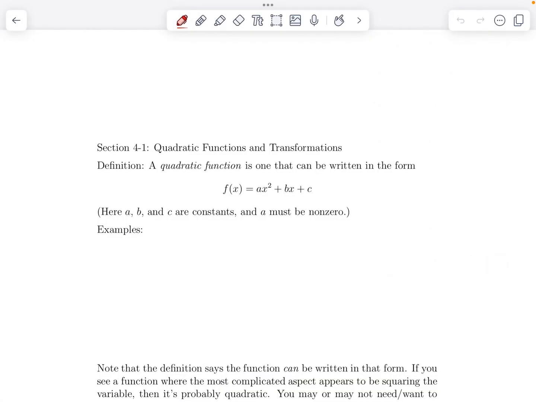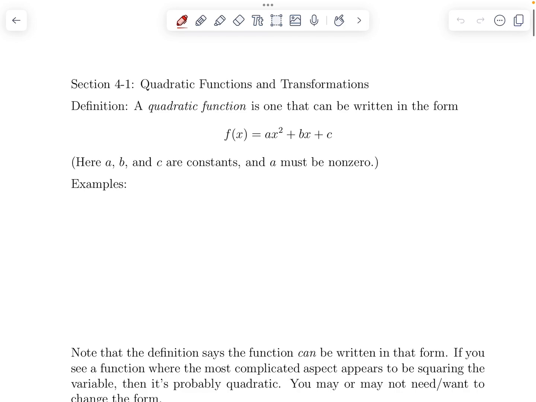Hi, in this video we're going to be doing section 4.1 on quadratic functions and transformations. So a quadratic function just means a function that we can write in this form, where it's some number times x squared plus some number times x plus some constant at the end. And what we require is that there really is a non-zero number in front of x squared. The others can be zero if we want.